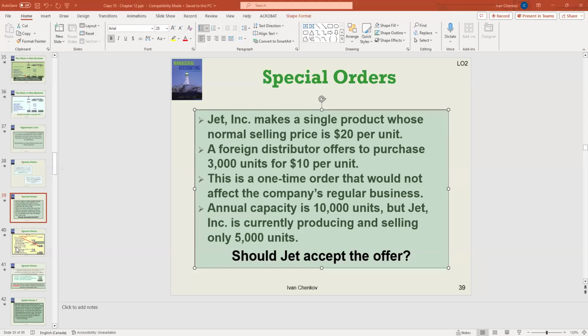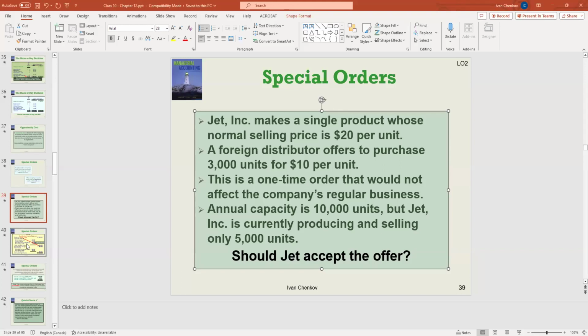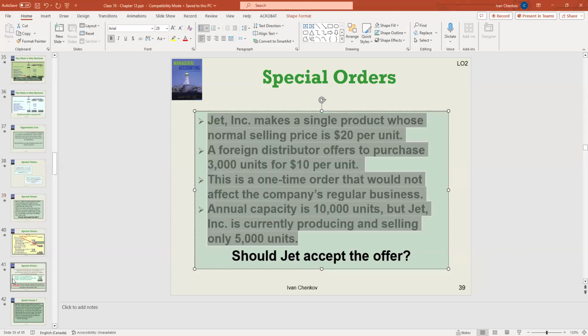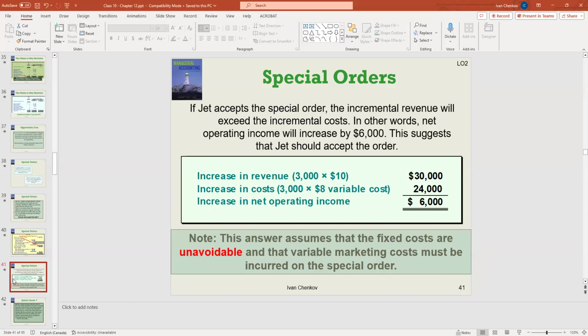So, shall we accept the offer? Yes, accept the offer. Why? Because if you accept the offer, your revenue is going to increase by $30,000. Your variable cost is going to increase by $24,000, but your contribution margin is going to be $6,000, which is going to flow directly to your operating income, since there will be no change in the fixed cost because you are within the relevant range.